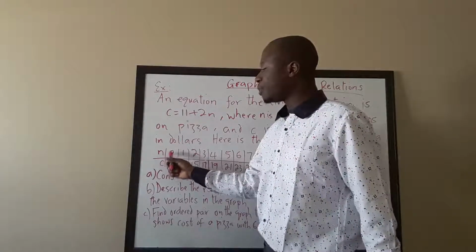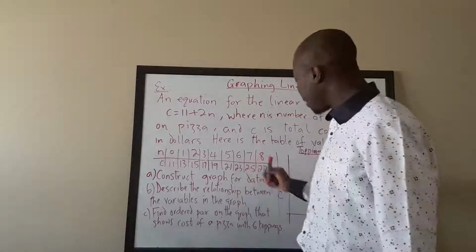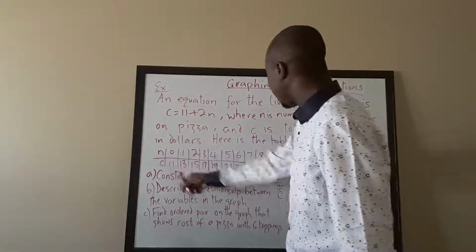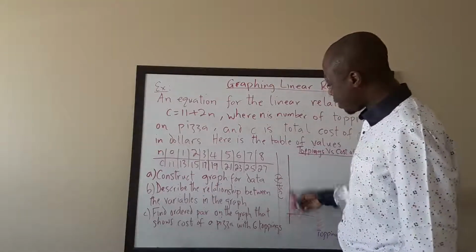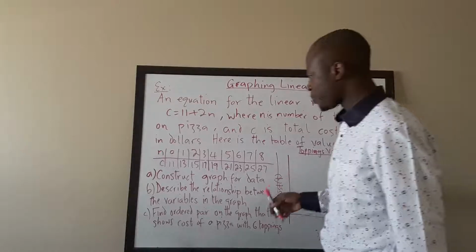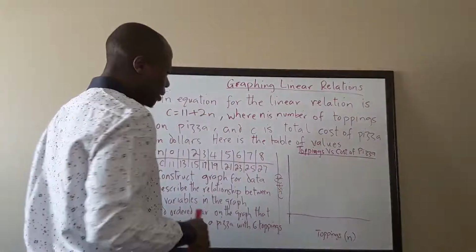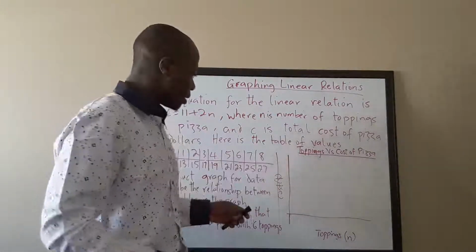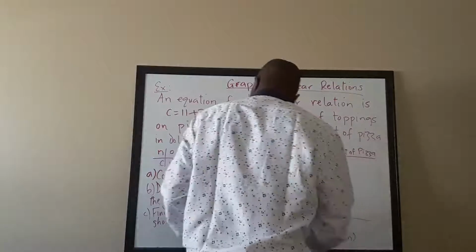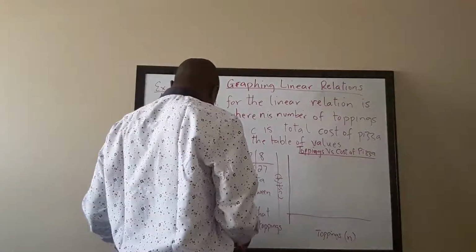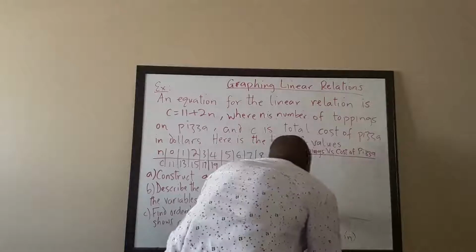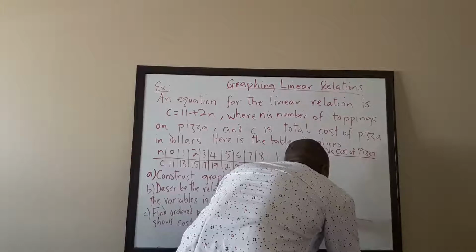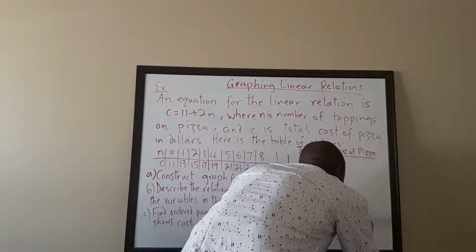Now I can look at the smallest and the biggest and make sure I'm including those here. And for the cost, 11 to 27, I want to make sure I'm including those. So I'm going to start from N. For N, 0 to 8, I want to have that here. I'm going to do 1, 2, 3, 4, 5, 6, 7, 8.